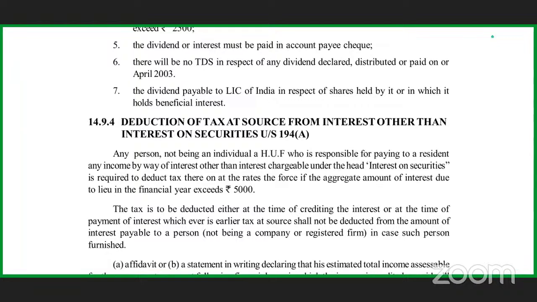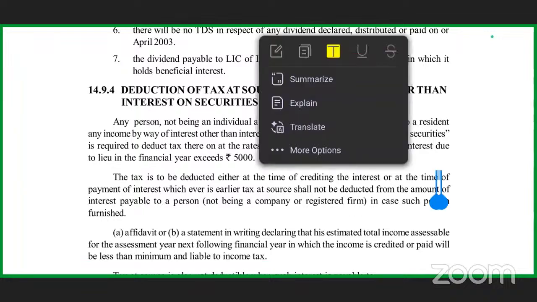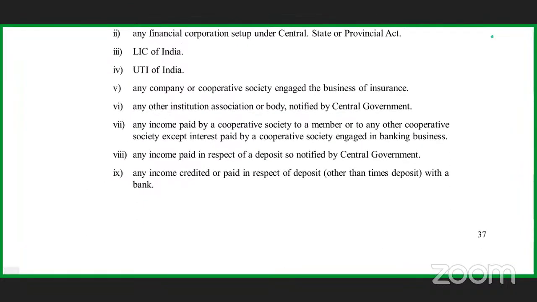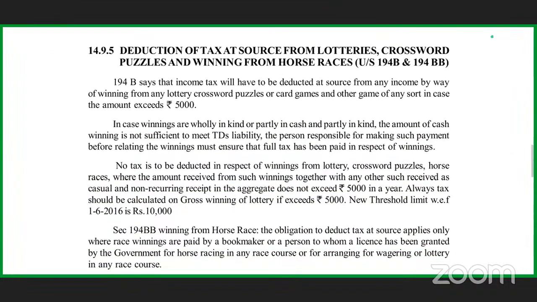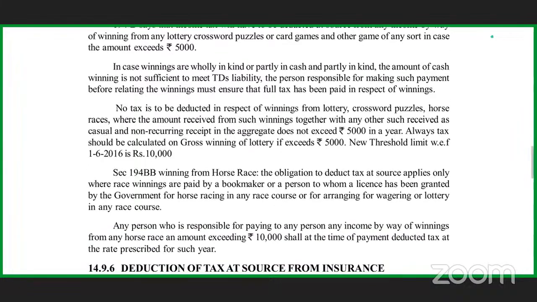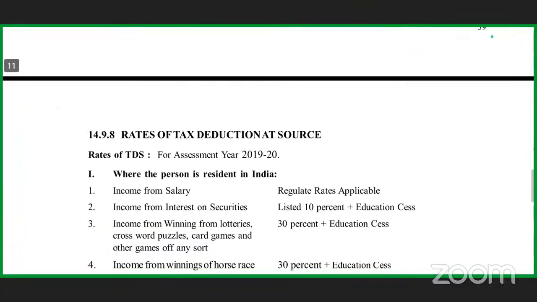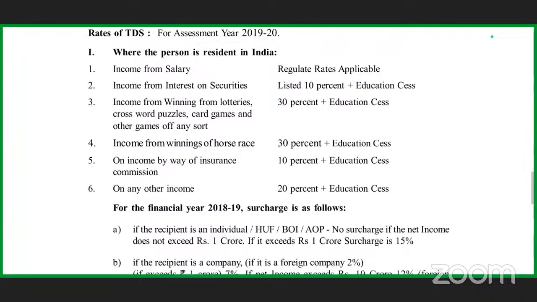Next, similarly, deduction of tax at source from interest other than interest on securities. If you are receiving any interest which is not on securities, then in that case also there will be tax deducted at source. And deduction of tax at source from lotteries, crossword puzzles, and winnings from horse races. If any amount is crossing 5,000, then the tax will be collected, and the value will be grossed up, then tax will be deducted at source on that. So these are the different incomes on which tax is deducted at source itself.